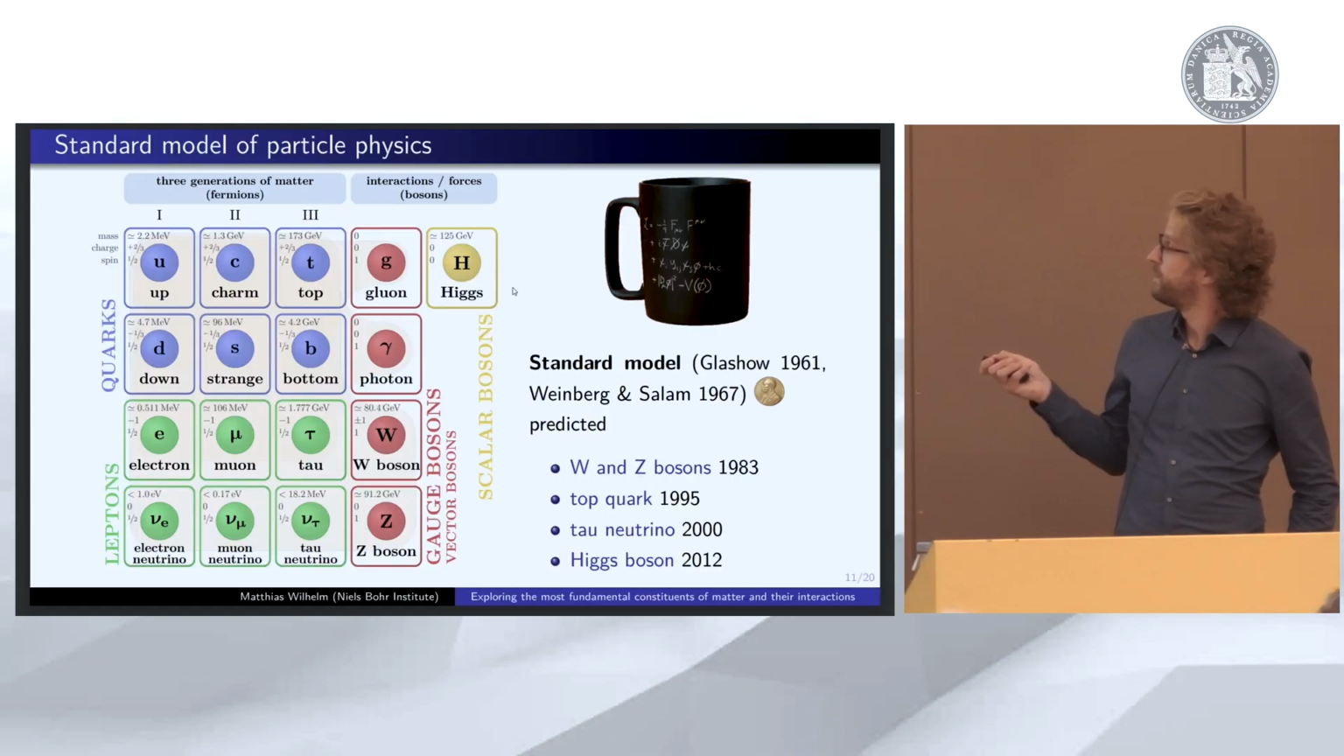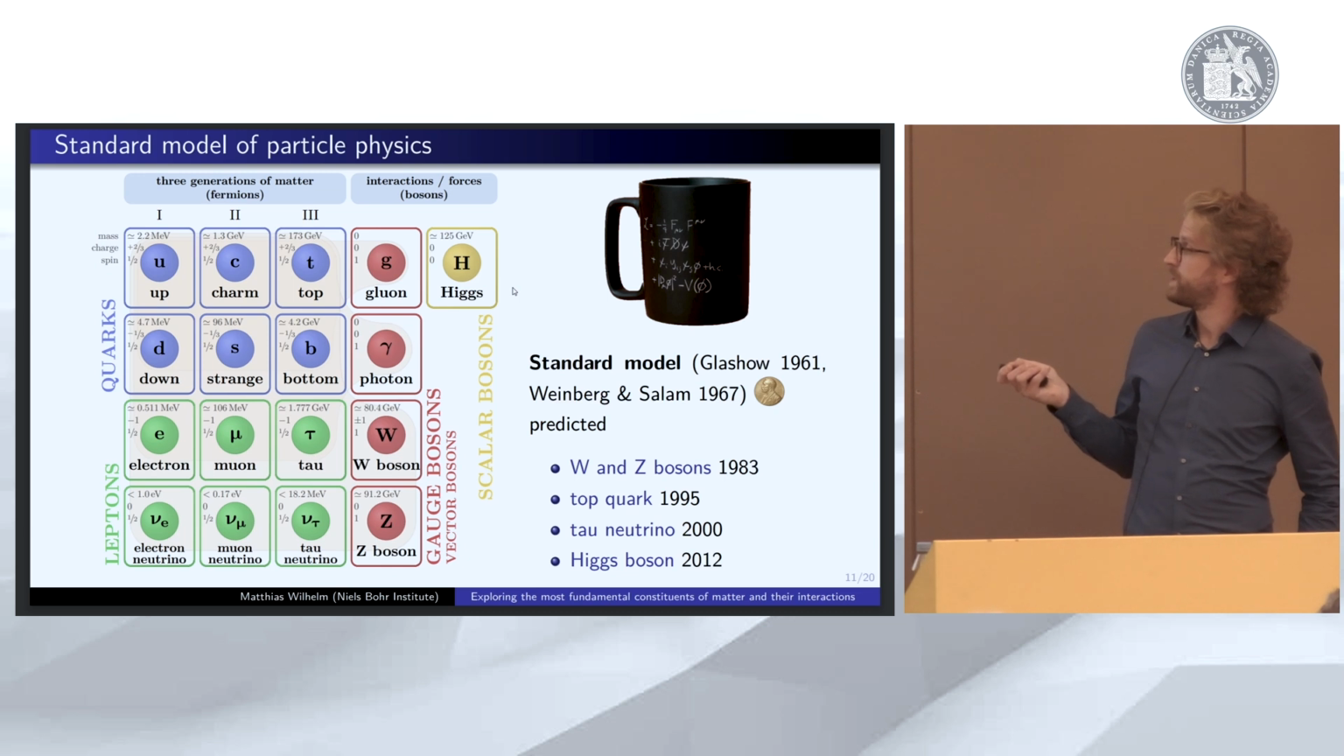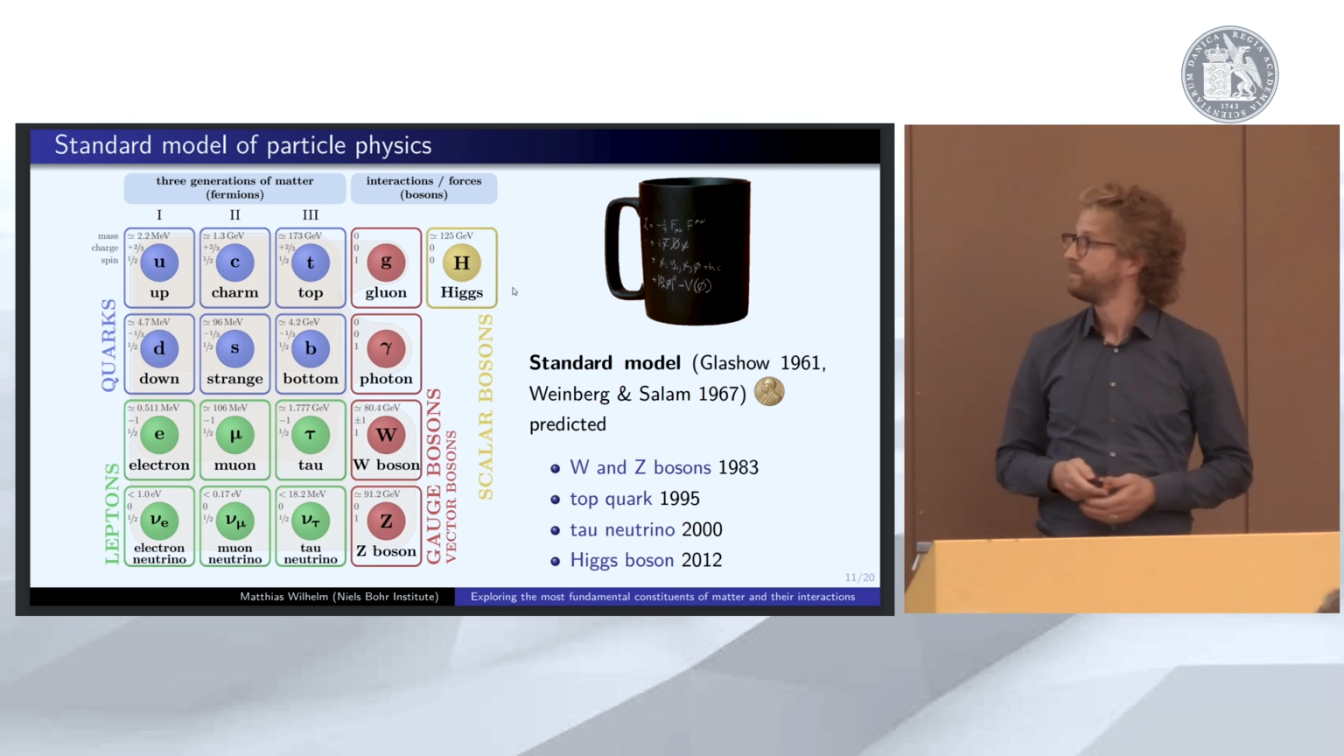However, there was a flaw, maybe, or a feature of this proposal. It needed the existence of several further particles that hadn't been discovered yet. And they were thus predicted by this theory. These are the W and Z bosons, found finally in 1983, the top quark discovered in 1995, and the tau neutrino discovered in 2000, as well as the Higgs boson, which gives all of those particles their mass.